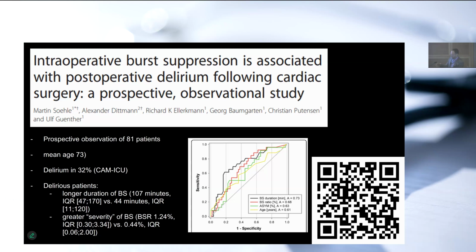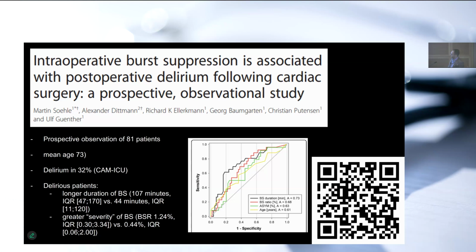And so this was looked into, and of course the driver of low BIS is actually generally burst suppression, the state that I mentioned before, where you have some activity, a flat line, and then bursts of activity that oscillate back and forth. And so this is essentially a prospective audit of 81 patients with high density EEG. They found delirium in 32% of these patients using the CAM ICU. And they found that the longer the duration of the burst suppression, the higher the incidence of delirium, and the greater the severity, meaning to say, if you have a burst and then a flat line and a burst and a flat line, the more time you spend in that flat line segment, the higher your incidence of delirium as well.